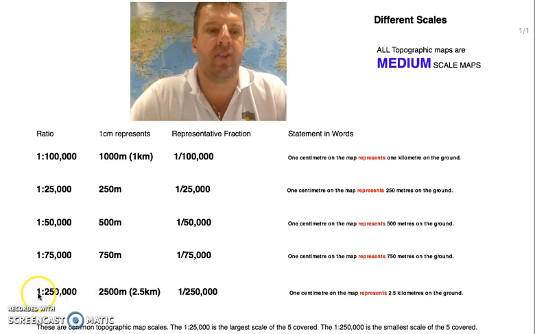Okay, and then the one that you may come across, especially when we study Perth in year 12, is 1 is to 250,000. So this is a smaller scale map. Okay, it's still a medium scale topographic map, but this is the smallest scale you'll use. And that's 1 centimetre represents 250,000, which is 2,500 metres, which is 2.5 kilometres.